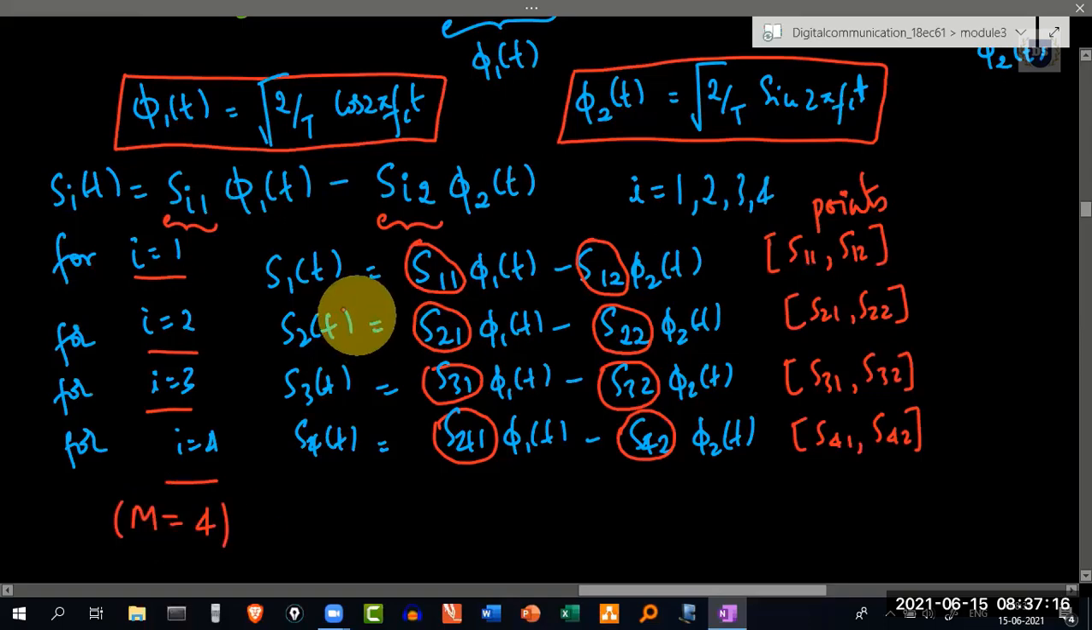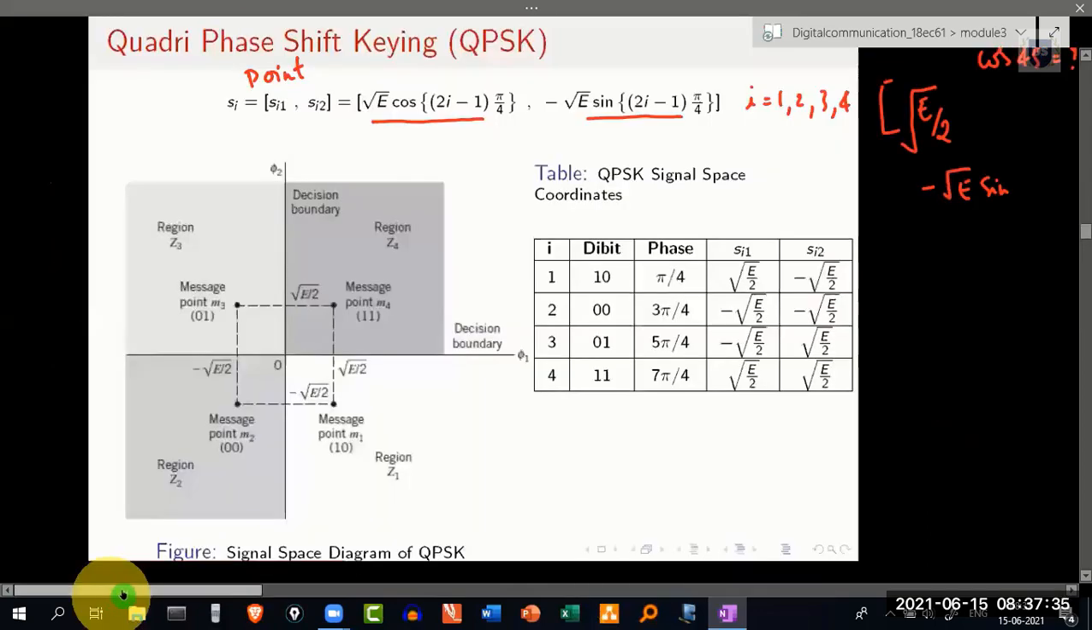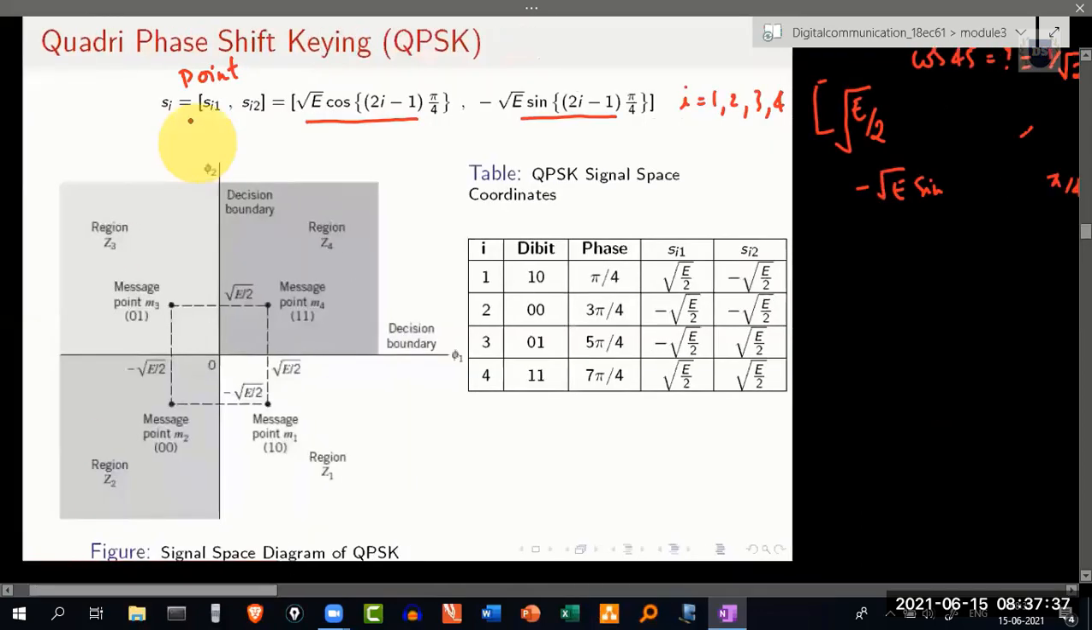So if I do so, I'll have these set of points. By using these set of points, I can draw something called a constellation diagram. And in this class, let's continue our discussion with the constellation diagram. So this is in point form where we have substituted the Si1 value and Si2 value. And for each value of i, if I substitute i values over here, I can extract some point values.